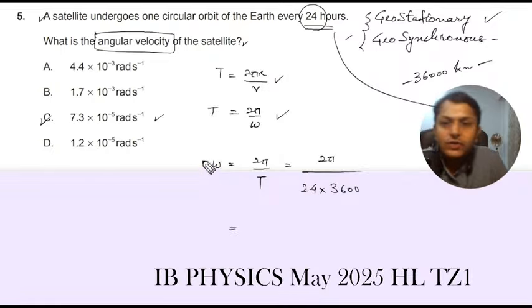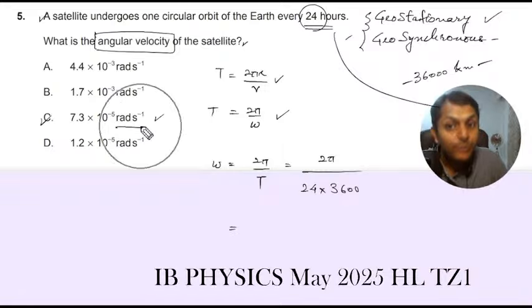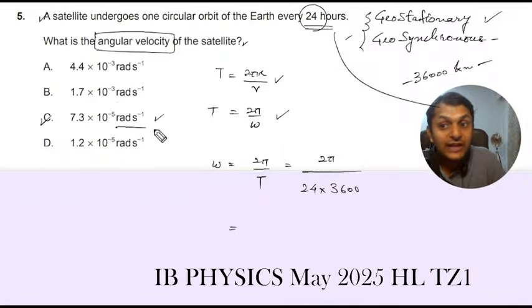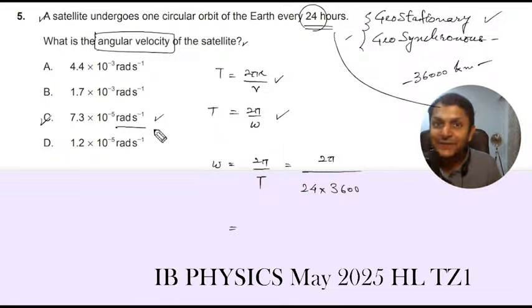And now you can just concentrate on the unit here. It is angular velocity. It is angle divided by time. So it is radian per unit time. So it is radian per second. Hence, the answer for this question is C.